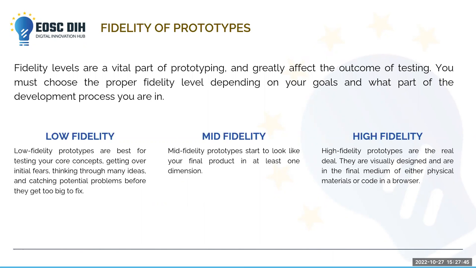So there are three types: low fidelity, mid fidelity and high fidelity prototypes. Low fidelity prototypes are really good for testing your core concepts in early stages, right? If you have an idea, you don't create a high fidelity prototype at that stage. You probably just want to create a low fidelity prototype, get through your initial ideas and initial fears that you might have, and catch any potential problems before they become too big to fix, right?